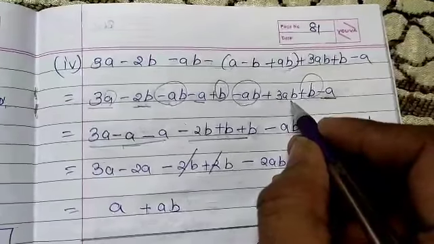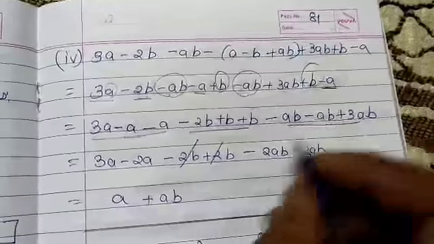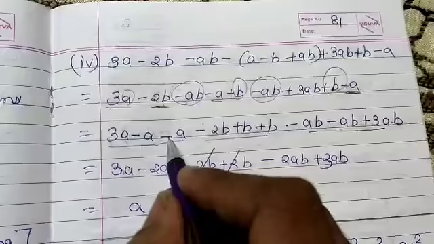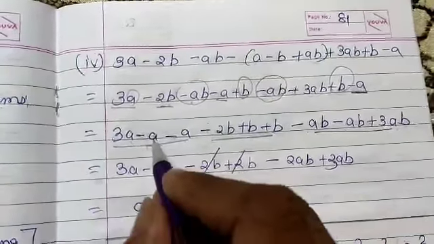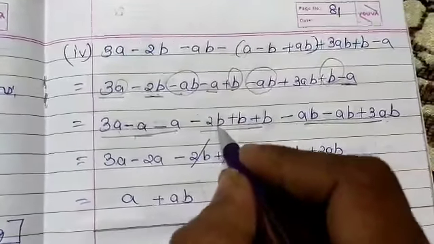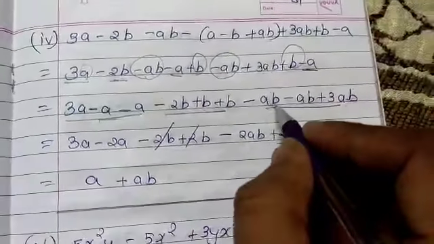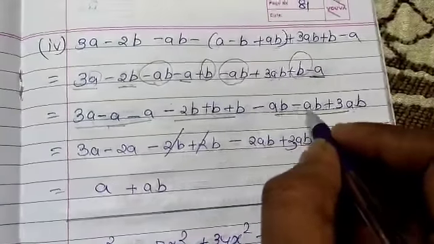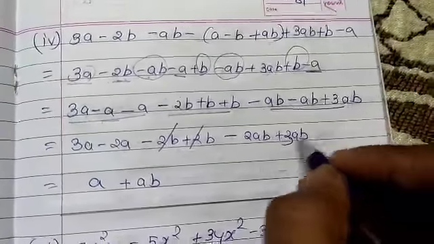So here ab is the variable, and its coefficient is 3ab. So write it together. Then 3a, then minus a and minus a. Minus and minus you have to add, and the sign you have to put is minus only. So minus a plus minus a will give minus 2a. Then here negative 2b, and b plus b will become positive 2b. Then negative ab plus negative ab, negative and negative you have to add, so it will become negative 2ab. Then here positive 3ab, write as it is.